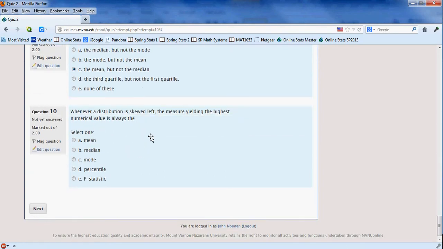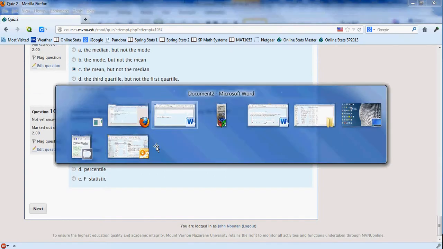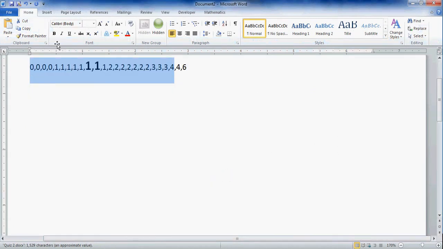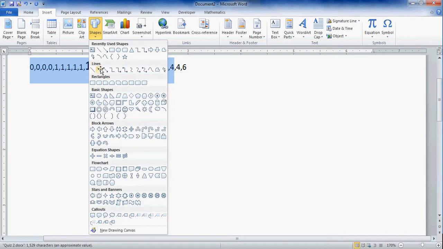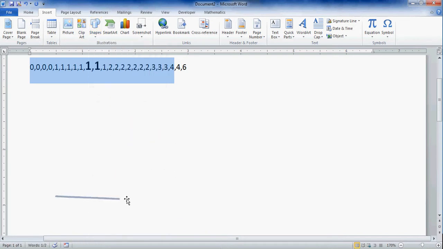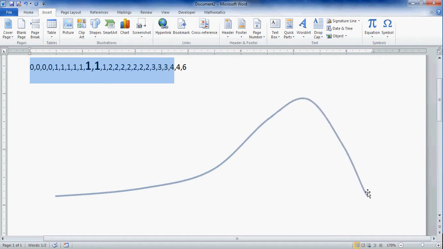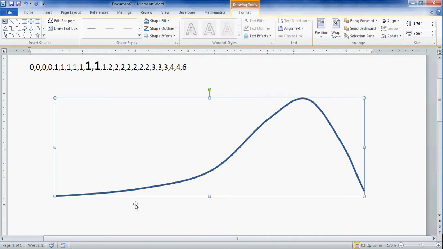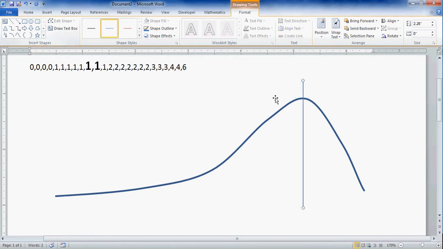Finally, whenever a distribution is skewed left, what's going to happen? Well, let's draw this. I'll do a poor job here of drawing. Let me draw a skewed left distribution. Skewed left looks something like this. There. So there's a skewed left distribution. In a skewed left distribution, the mode will be at the top, the big number there. The median will be a little bit to the left.